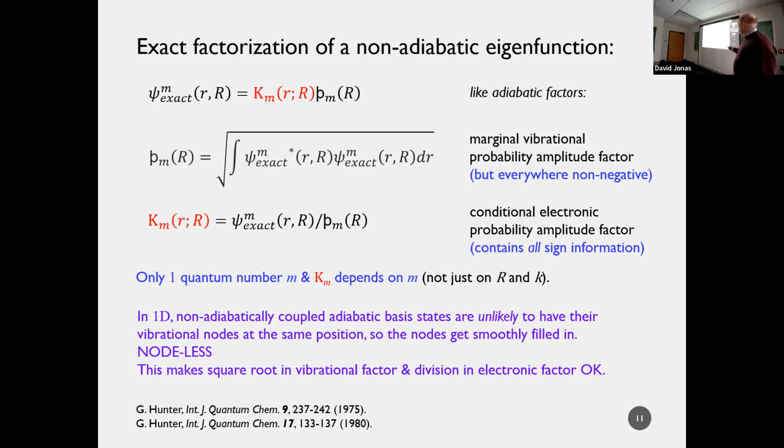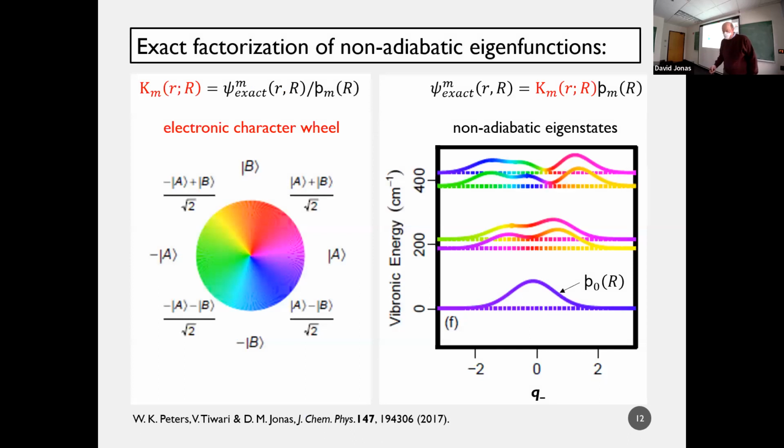And in a one-dimensional problem, Hunter showed that non-adiabatically coupled adiabatic basis states are unlikely to have their vibrational nodes at the same position. So the nodes get smoothly filled in. So you're never really dividing by 0 here, and your square root is never crossing over through 0. That was kind of the idea of Hunter's work. And this factorization has been used significantly in work on calculating non-adiabatic dynamics.